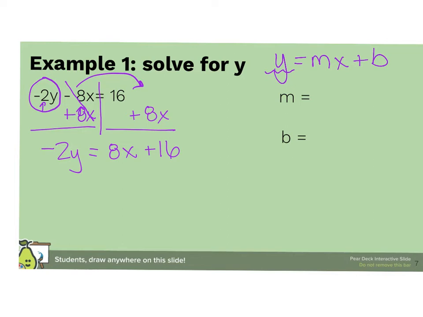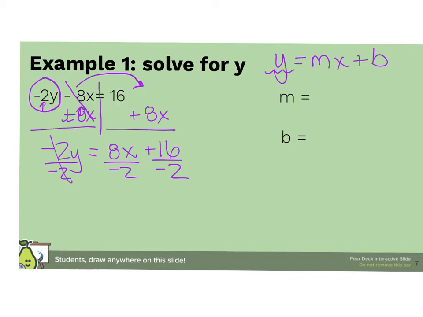Now, remember, I just want y. I don't want -2y. So now that coefficient has to go. I got to get rid of that -2. All right? The first step is always to add or subtract. The second step is always to divide. So get rid of that -2 by dividing. And what do you divide? Everything in the equation. Every term gets divided by a -2. Remember, when you divide by a negative, all your signs are going to change. So if something started out negative, it should now be positive. And if it started out positive, it will now be negative.